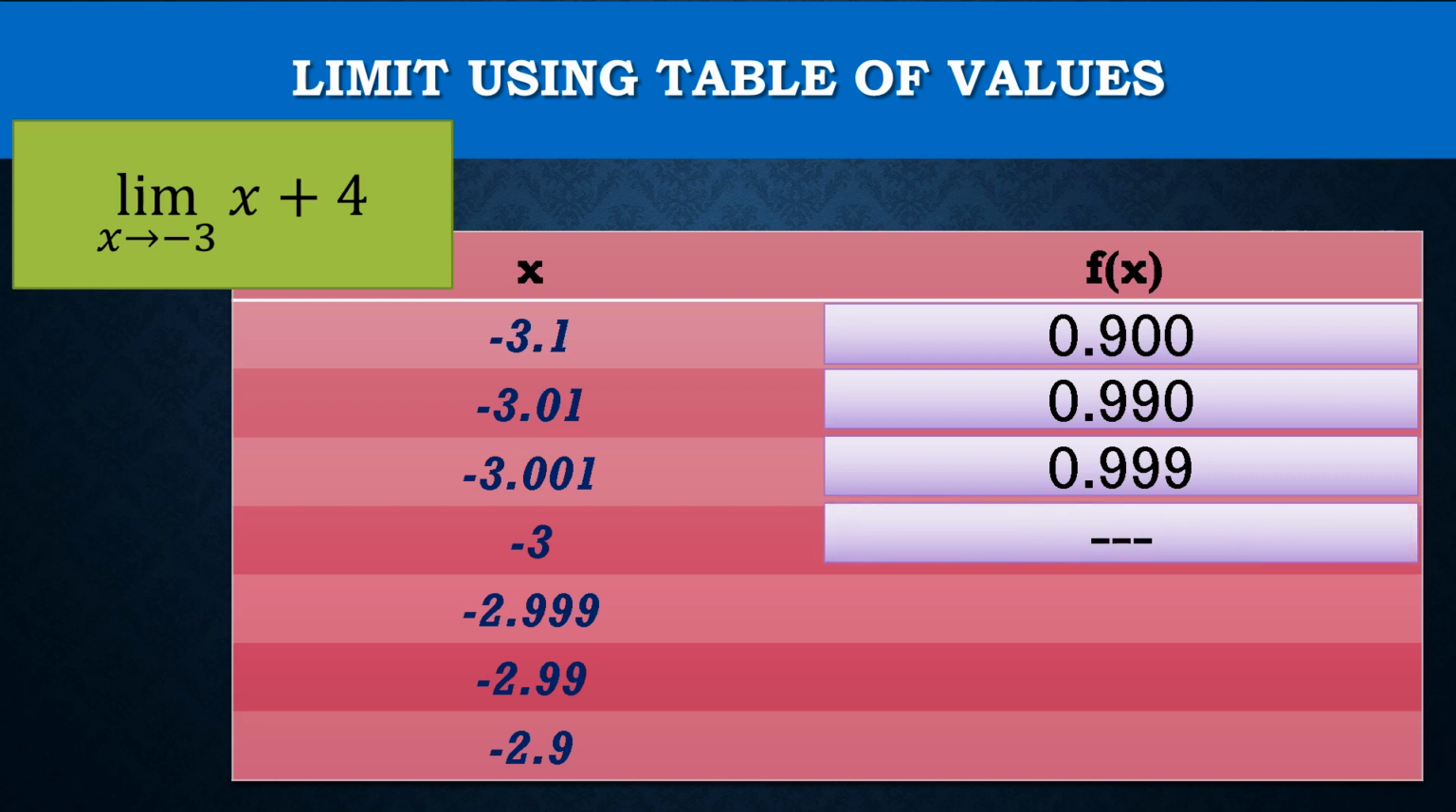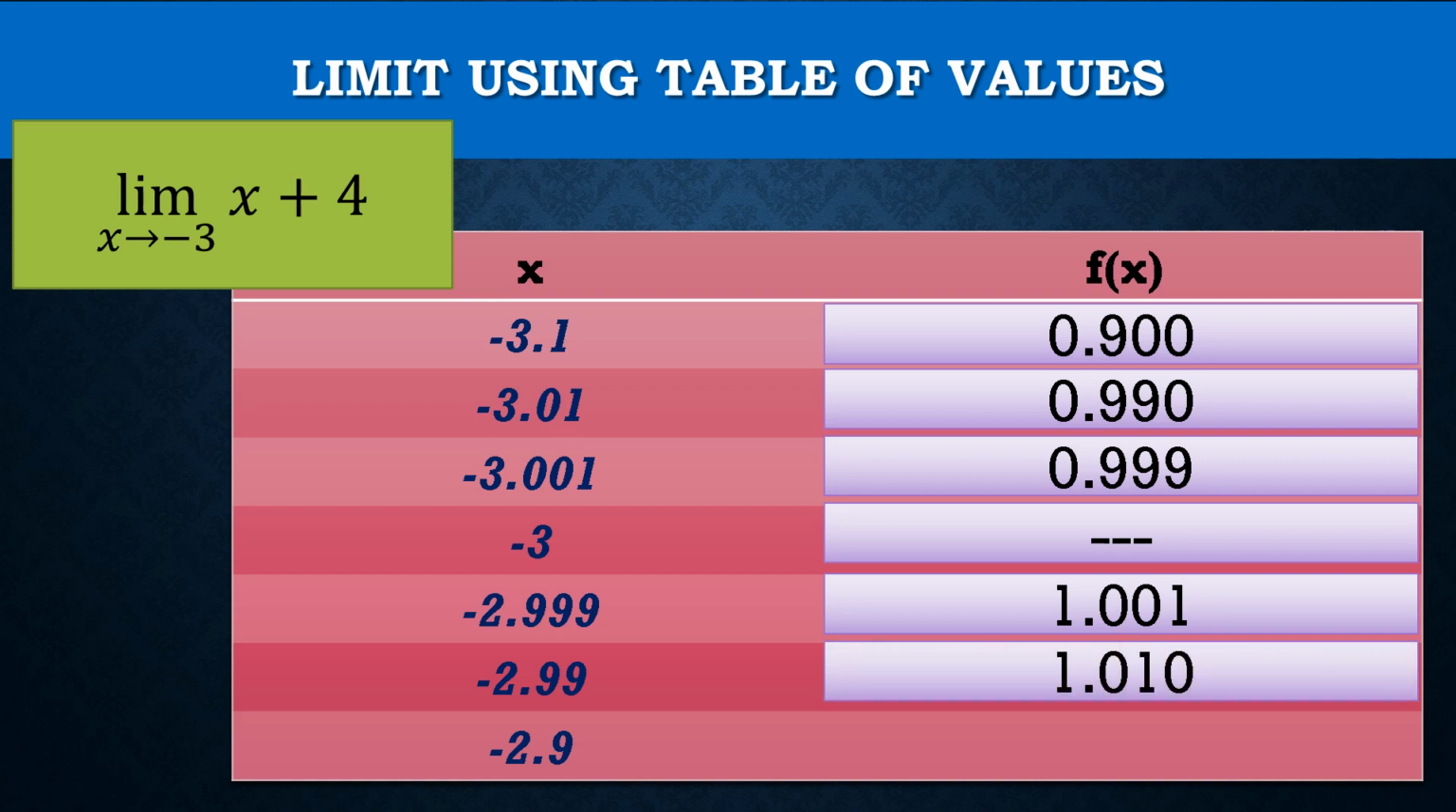At ito naman yung titingnan nating limit. Using table of values, tingnan natin kung merong patutunguhan or iisang patutunguhan both directions yung ating function. Dako tayo sa x is equal to negative 2.99. F of x is 1.001. If x is negative 2.99, your f of x is 1.010. If x is negative 2.9, your f of x is 1.100.